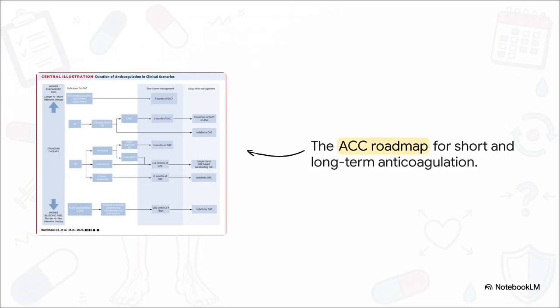Think of the ACC consensus as your ultimate clinical roadmap. Take a patient undergoing a total hip or knee replacement, for example. They're at a much higher thrombotic risk, right? The standard pathway here recommends exactly 1 month of oral anticoagulation for short-term management. It honestly takes the guesswork completely out of the equation.